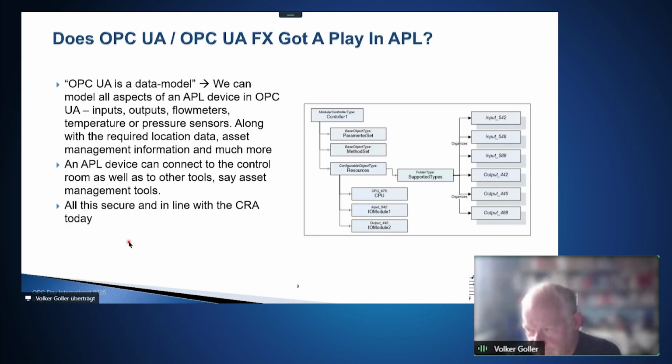So along with the required location data, asset management information, whatever we need in a device, we can model it in OPC UA, and that is a big plus. And an APL device can connect to the control room as well, to other tools, say asset management tools, so we're more flexible here, or the cloud or whatever. And it's all secure and in line with the Cyber Resilience Act, which certainly comes down the pipe and will be important for the entire industry.